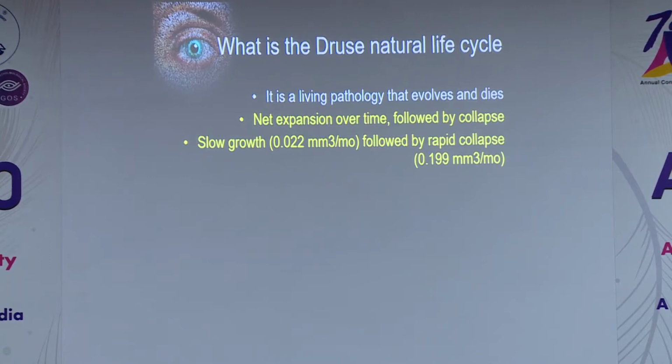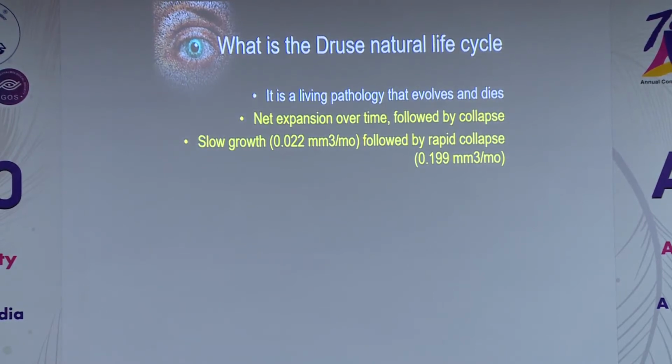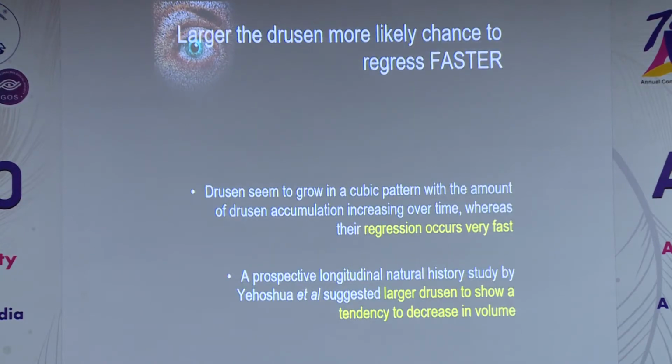A drusen is a living thing. A drusen is something that is created, it grows, it reaches a threshold, and it regresses. So the point of the matter is that when you see a drusen, by the nature of its size and volume, you know that it's increasing, it hits a threshold, and it goes into atrophy. The larger the drusen, the faster the regression, and the more the disease process.